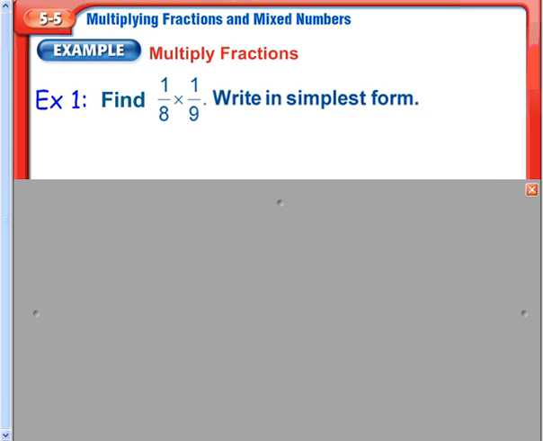Example number 1, 1/8 times 1/9. Okay, I don't have any mixed numbers, so I will look to simplify, and 1 does not simplify with 9 or 8 on either side, so I can multiply straight across. So 1/8 times 1/9. Okay, I'm going to do 1 times 1, which is 1, and 8 times 9, which is 72.